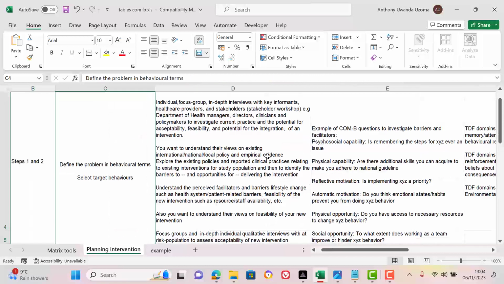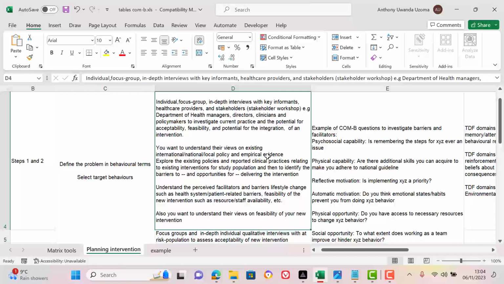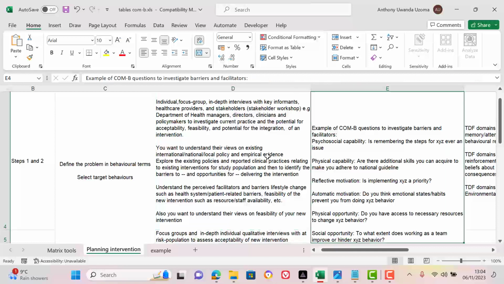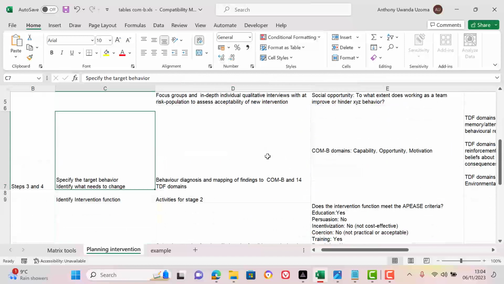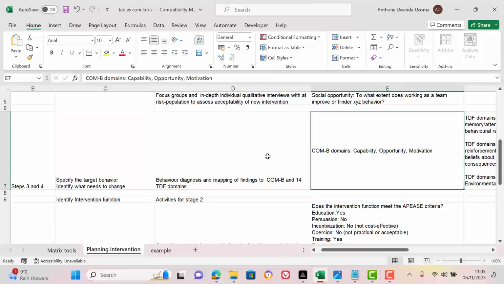Next, you select the behavior. Now you have understood what is preventing them from engaging in a good health behavior, and the possible ways to facilitate them to engage in that behavior. So you go to steps 3 and 4. Steps 3 and 4 say that you should select the target behavior and identify what needs to be changed. First of all, you need to select the target behavior, and then you identify what needs to be changed. So how do you select the target behavior?